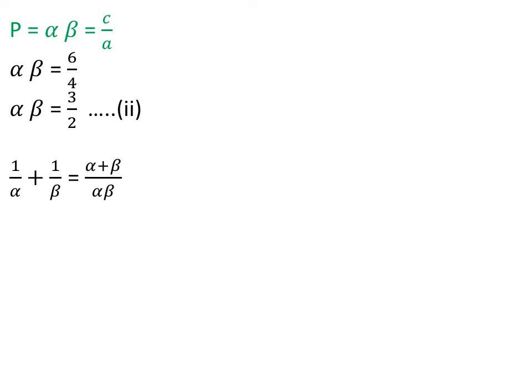Now we have to evaluate 1 over alpha plus 1 over beta. By taking the LCM, we can write alpha beta in the denominator, and in the numerator we are left with the terms alpha plus beta. Here we have to put the values of alpha plus beta and alpha beta from equation number 1 and 2. As we have obtained the value of alpha plus beta is equal to 5 by 4, so we will write 5 by 4 in the numerator, and we have obtained the value of alpha beta which is equal to 3 by 2, so we will write 3 by 2 in the denominator. By taking the reciprocal, we can write 5 by 4 multiplied by 2 by 3, which will give us 10 by 12, and this is equal to 5 by 6.